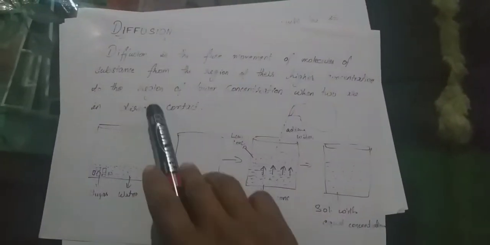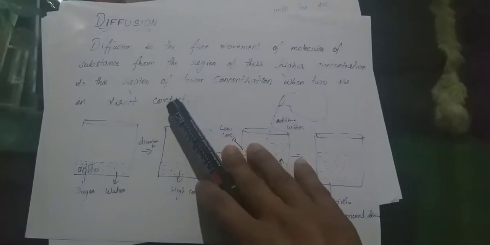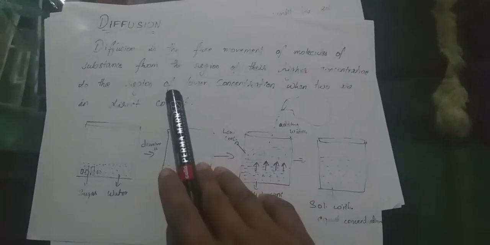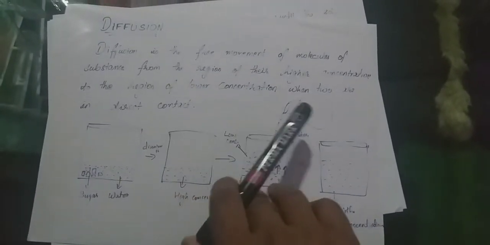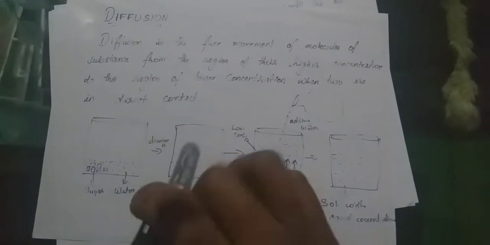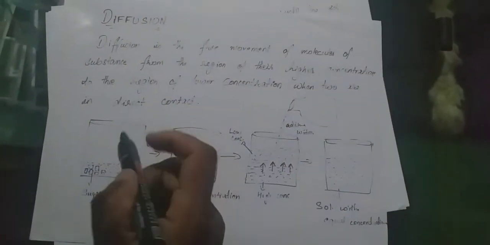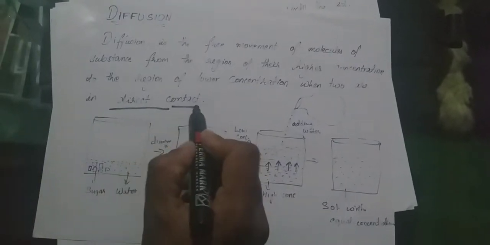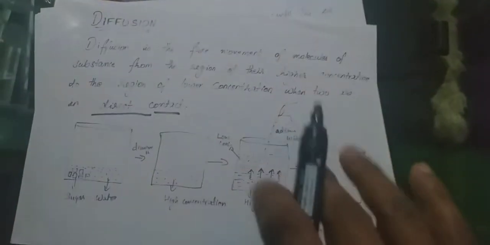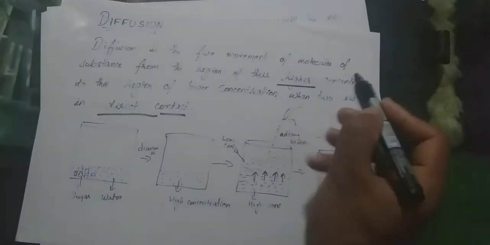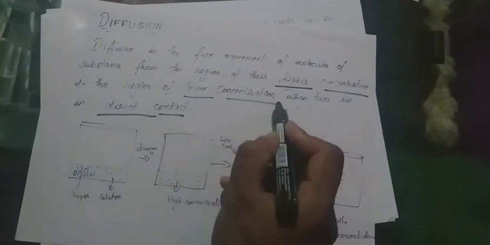Now moving on to the next part, it is known as diffusion. Diffusion is the free movement of molecules of a substance from the region of higher concentration to the region of lower concentration when the two are in direct contact. Remember one thing, it is direct contact, not through a semi permeable membrane or permeable membrane or any kind of membrane, but through direct contact.